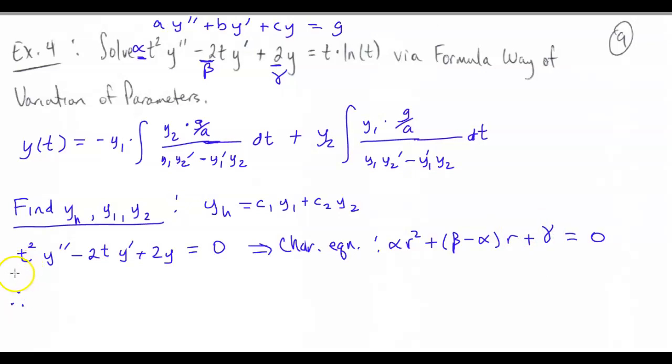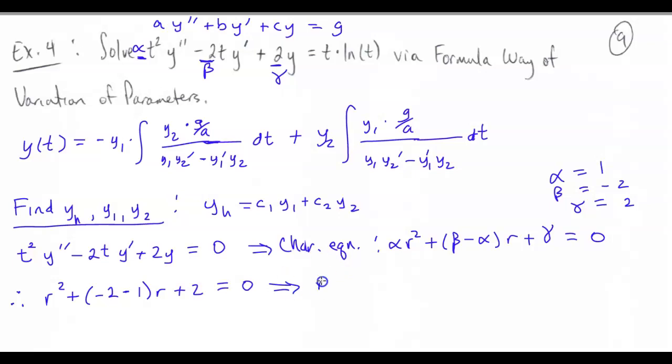So from that, we know that our alpha is just going to be 1. Our beta is going to be -2. And our gamma is going to be +2. So we'll just plug in that information here. So this will be r squared plus -2 minus 1r plus 2 is equal to 0. And that is r squared minus 3r plus 2, which is equal to 0.